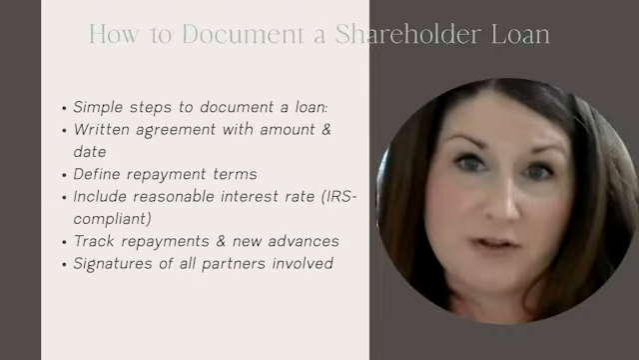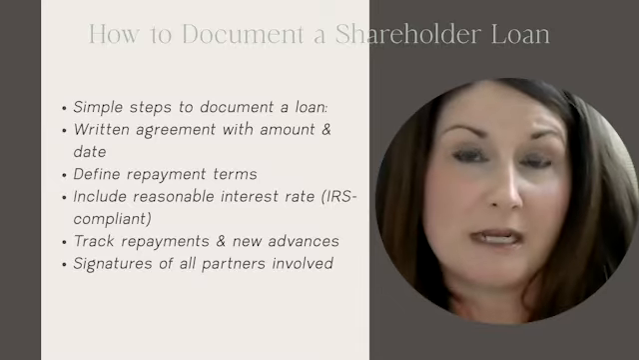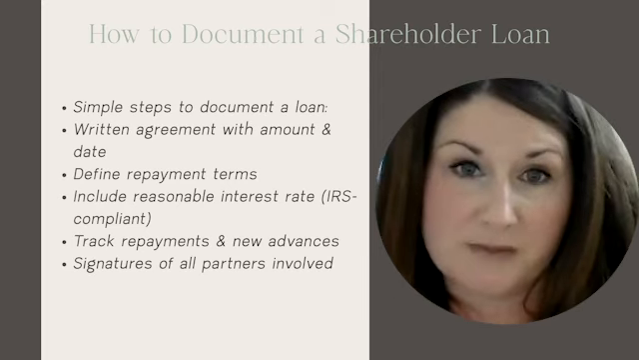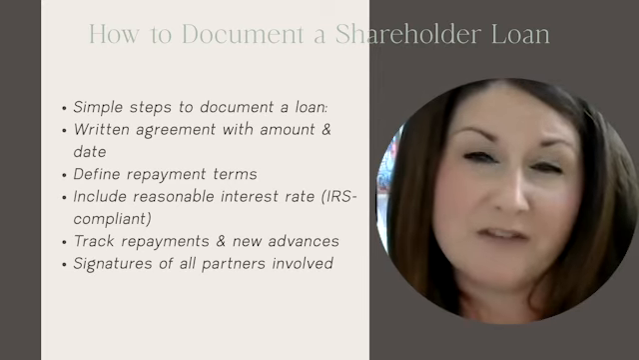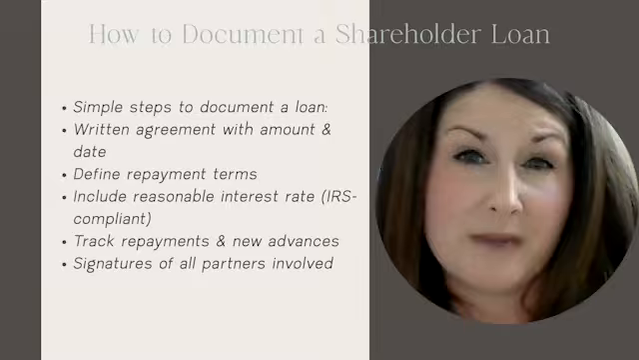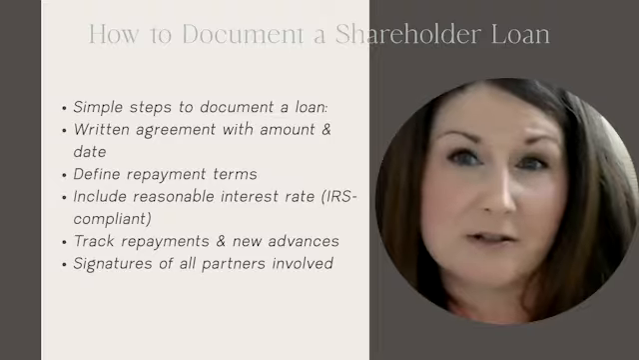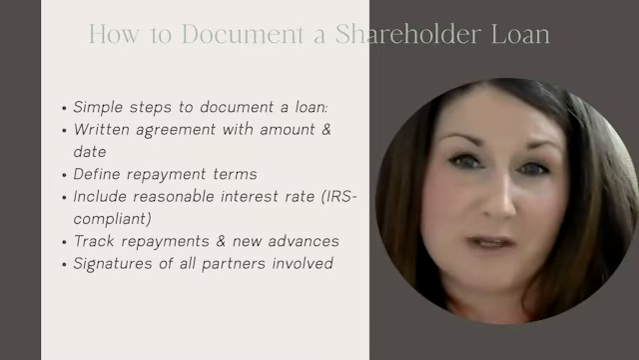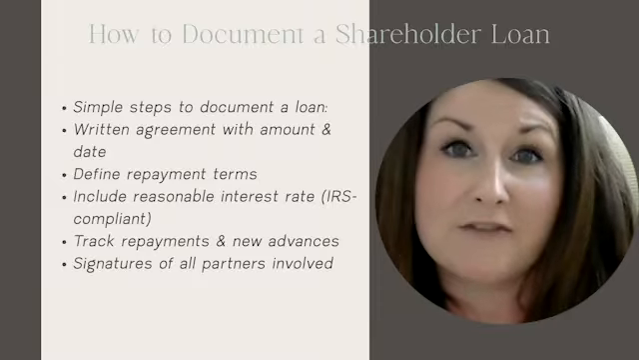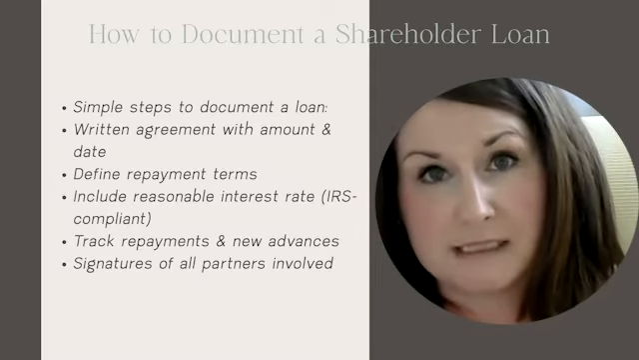So the documentation is easier than you think. You really just need a simple written agreement that states the amount and the date of the shareholder loan, the repayment terms, and you can determine what you want those terms to be. And an interest rate. Even if it's minimal, it's very important that you do have an interest rate associated with that loan to make sure it looks and acts as a shareholder loan and not just distributions that you're taking from the company. And then keep your books updated, track your repayments, and if you add any new advances to your loan, include those, so that you always know the balance.